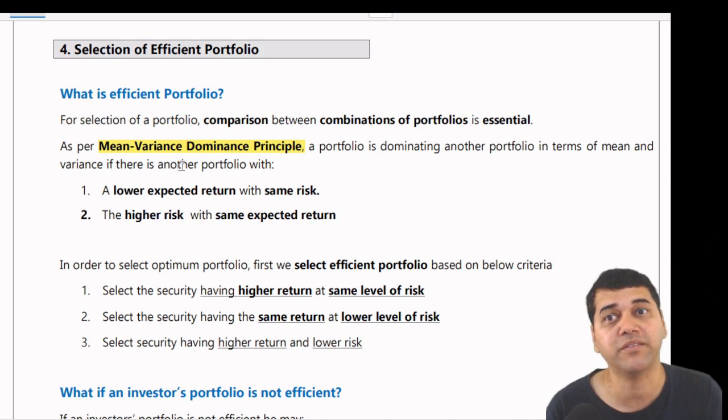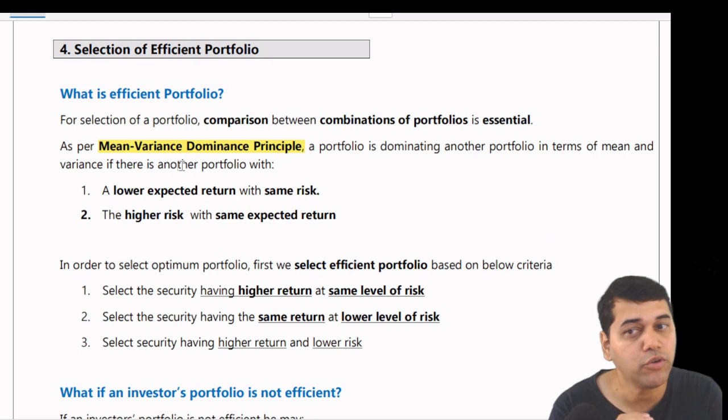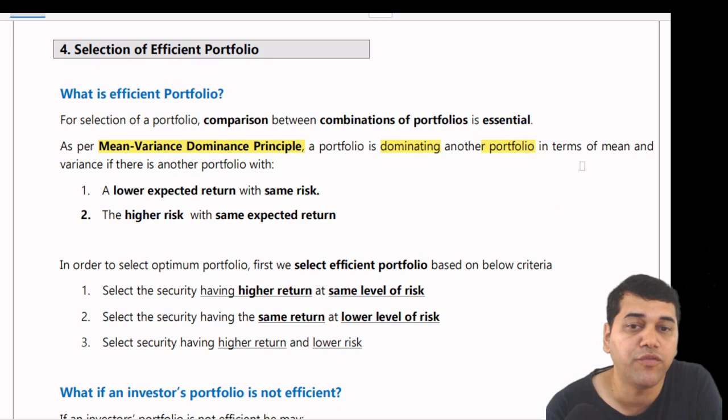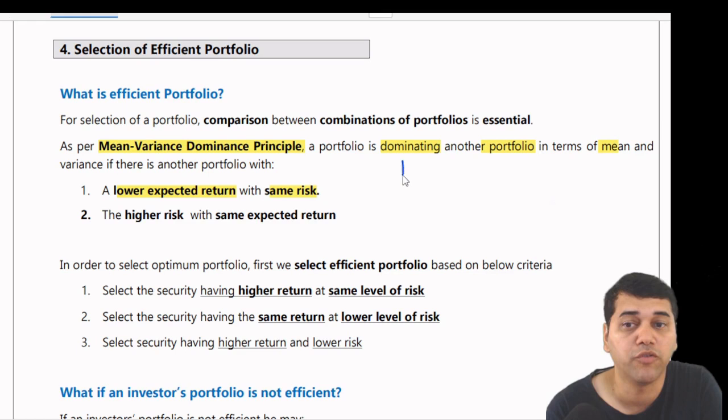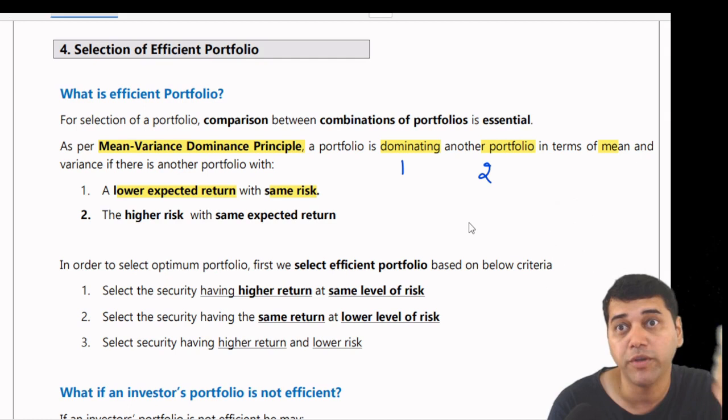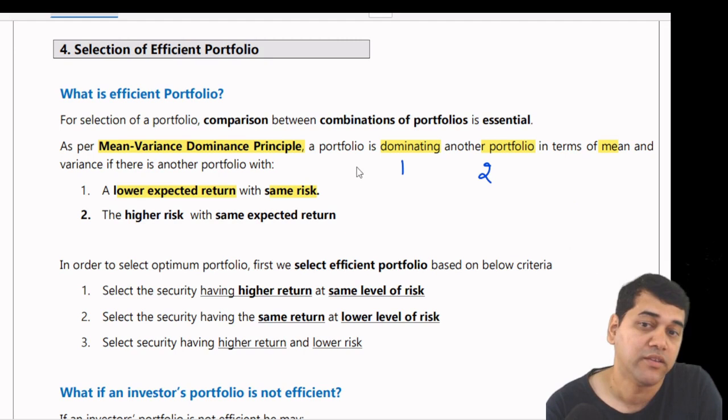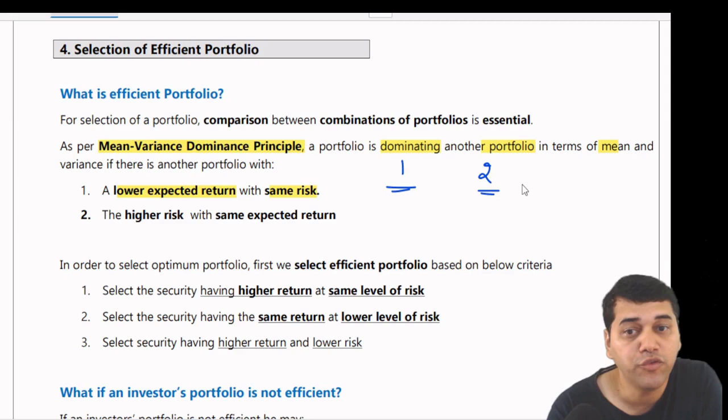Somebody is giving me 50% return, but the risk may be 100%. So you have to consider which is dominating. A portfolio is dominated by another portfolio when there is another portfolio with a lower expected return for the same risk. That means you have portfolio 1 and portfolio 2. Now I'll ask you only one question: which portfolio is dominating which, and on what basis? You say, sir, one is dominating two when the second gives you lower return for the same risk.